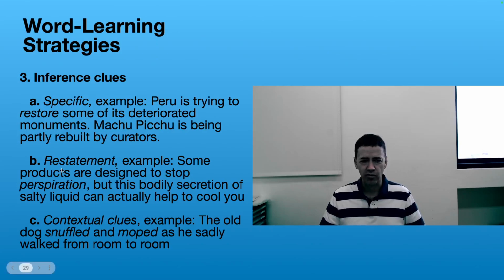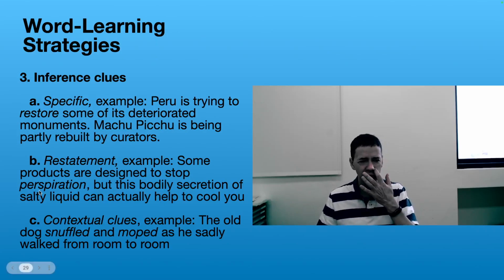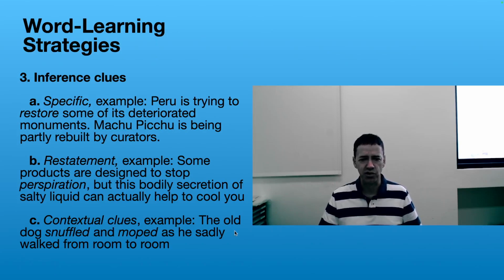Okay, show them what restatement means in a text. Some products are designed to stop perspiration, which is the bodily secretion of salty liquid. So see, it gives a restatement after, and that happens a lot with bigger words. And then of course, contextual clues. Teach them how to do that.